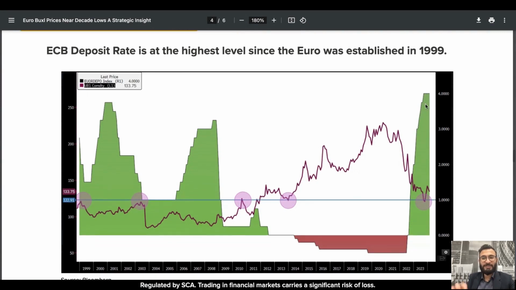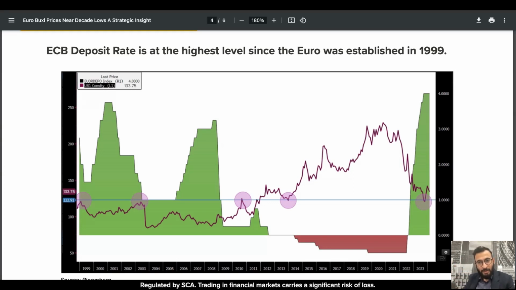Since 1999, this is the highest rate, which has peaked at the moment. Another reason why we must expect Europe not to increase rates any further. This is at the highest, and Europe is in recession at the moment. So the rates should be coming down in the next few meetings, and a decline in the interest rates should mostly push the Eurobuxel prices higher, is what the analysis is about. Currently, the Eurobuxel price is still down because the interest rates are still at their peak.